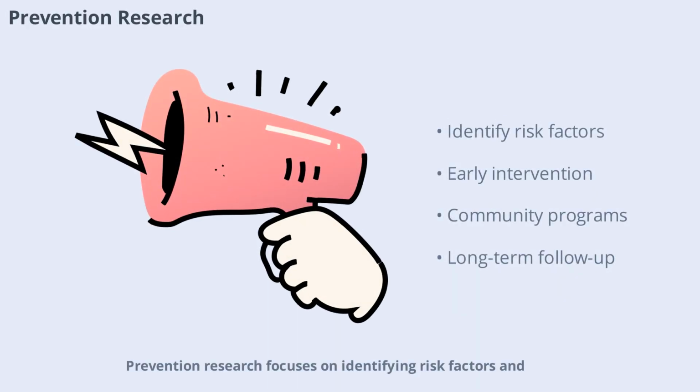Prevention research focuses on identifying risk factors and developing strategies to prevent mental disorders before they occur. In abnormal psychology, prevention can involve community programs, early intervention, and public health campaigns. Effective prevention research requires careful study design and long-term follow-up to assess outcomes.